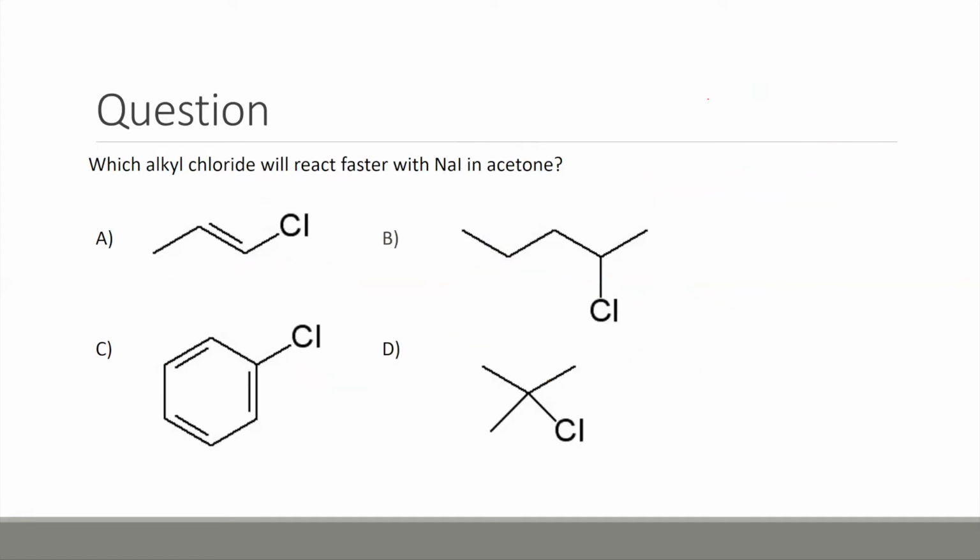Okay, here's a similar question. Which alkyl chloride will react faster in sodium iodide with acetone? Now, these are the same setup. Sodium iodide, again, is a strong nucleophile. And we have acetone, which is polar aprotic. So this is an SN2 reaction.